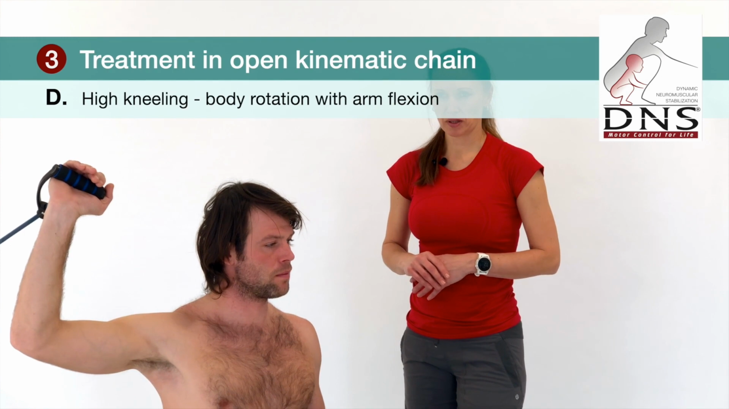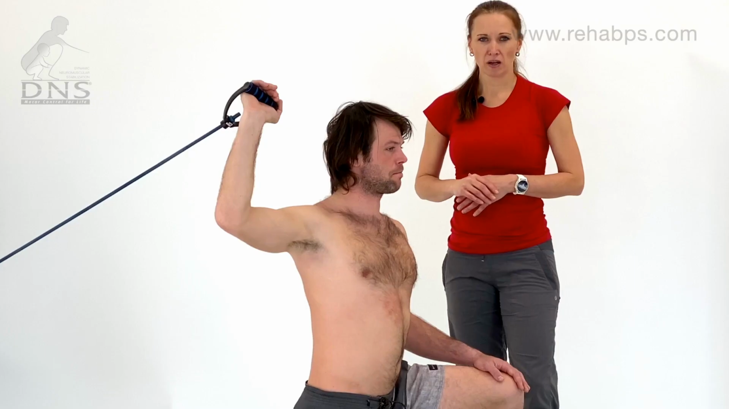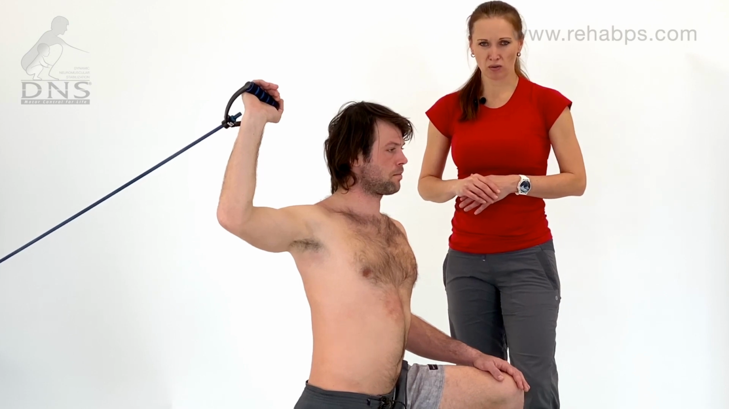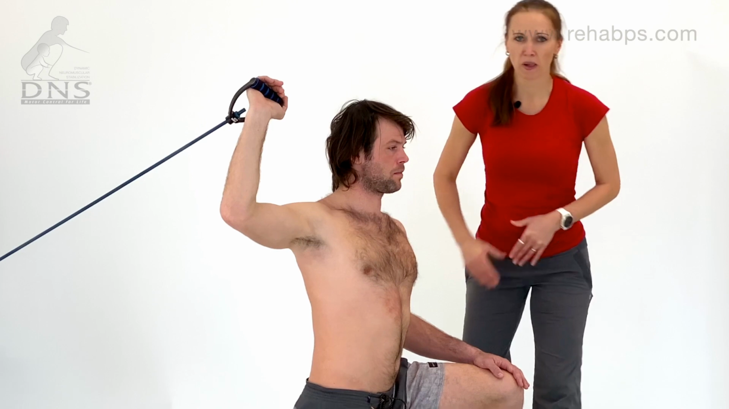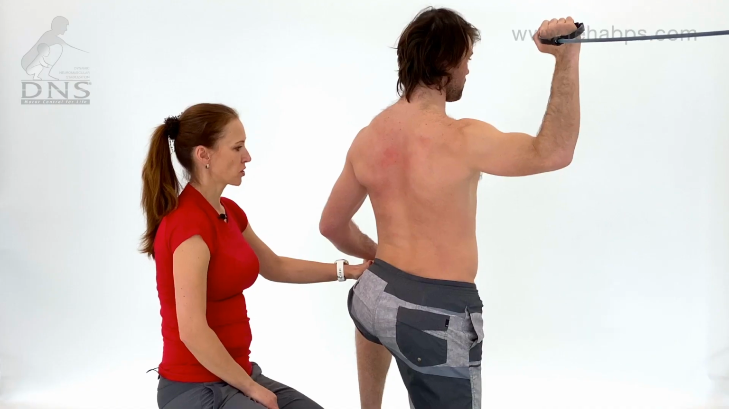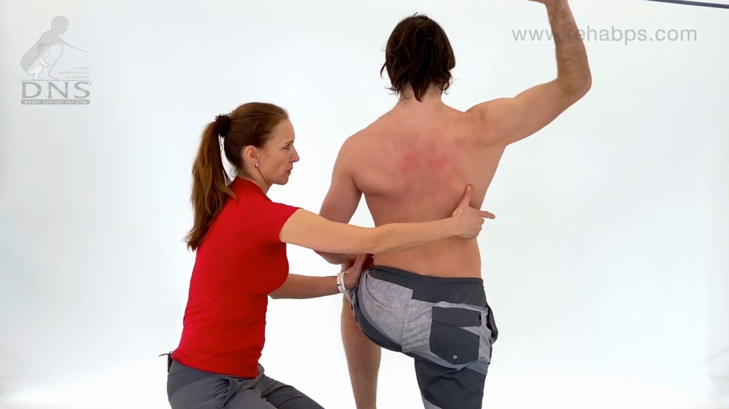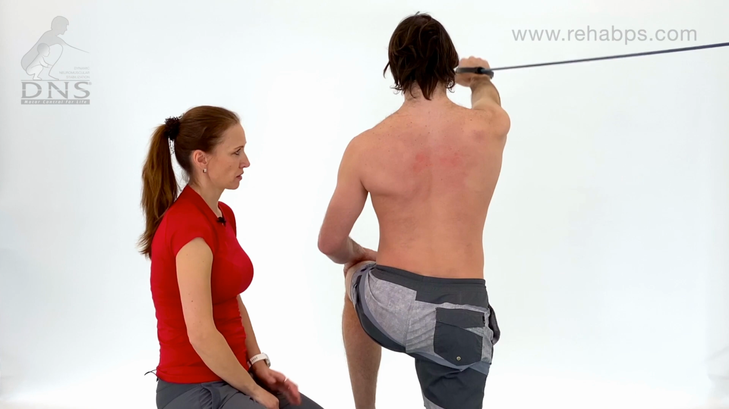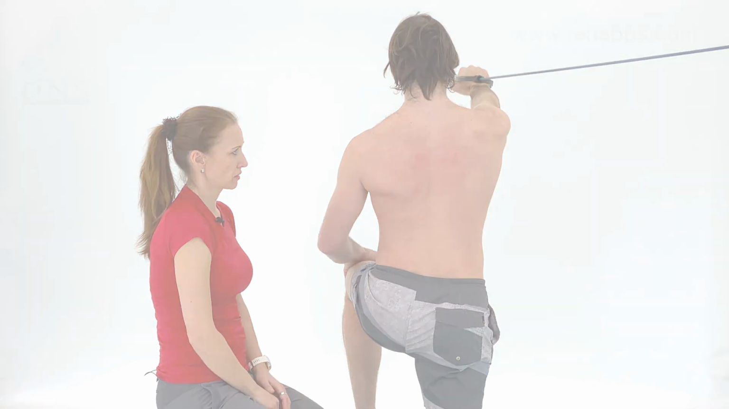The next exercise trains the movement from extension and external rotation into flexion and internal rotation. We will use high kneeling position for this exercise. The patient is kneeling, the left leg is supported on the foot, the right leg on the knee and shin. The patient turns his pelvis and chest forward. The movement begins with the rotation of the pelvis and chest, followed by the arm movement into internal rotation and flexion.